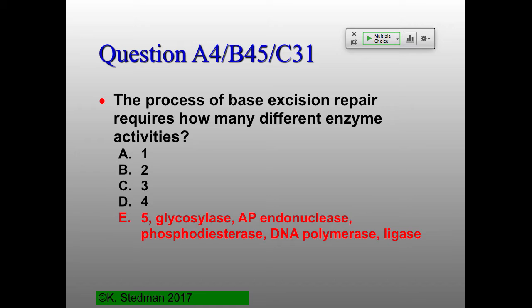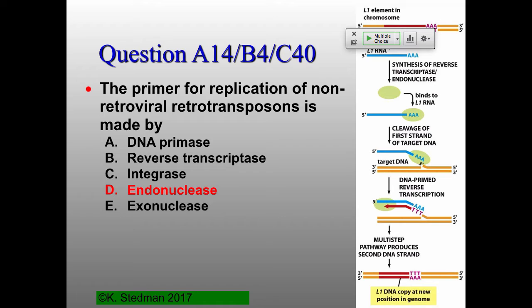Process of base excision repair requires how many different enzyme activities? Glycosylase, AP endonuclease, phosphodiesterase, DNA polymerase, and ligase, which makes 5. So this is great for me writing the multiple choice answers because it's really easy to go 1 through 5. It's a lot harder to answer them because you've got to think of those individual ones. Please stop me with these. I'm going to try and go through them relatively quickly.